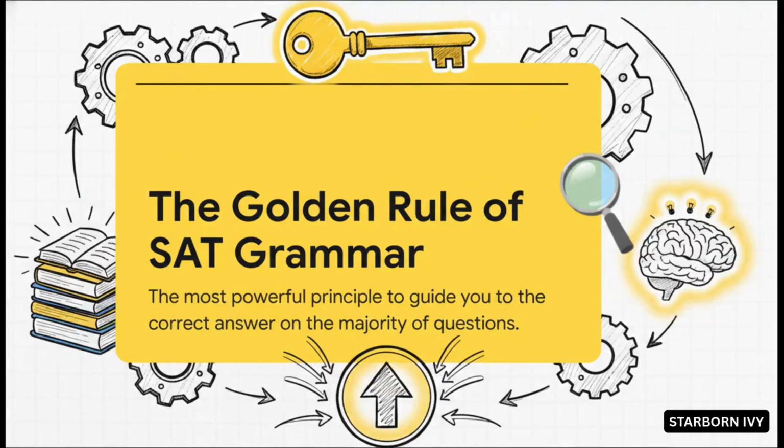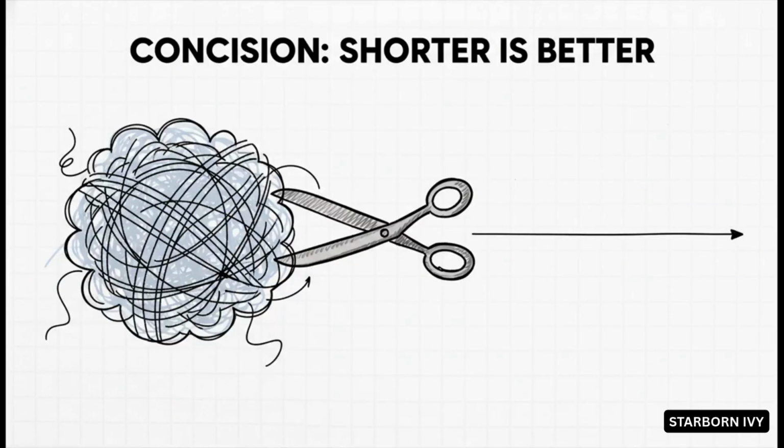Okay, if you walk away with only one thing today, I want it to be this. This is the single most powerful, most important rule that is going to guide you through the huge majority of questions you're going to face. Yep, that's it. So simple, right? But it is unbelievably powerful. The SAT is obsessed with being concise. It absolutely loves sentences with fewer words and cleaner structures. Any unnecessary words, any fluffy phrases, they're almost always wrong.